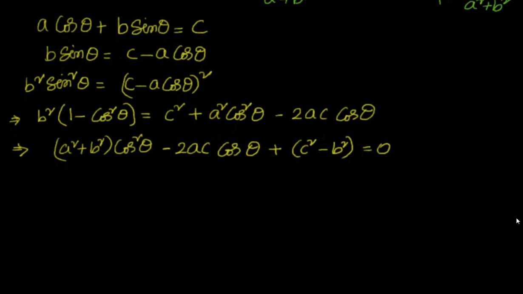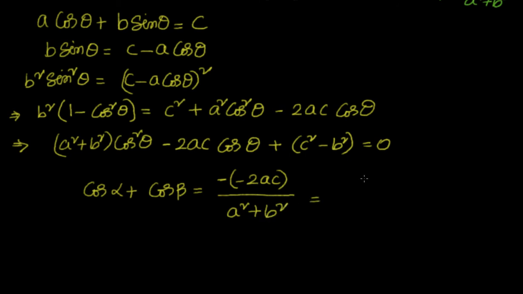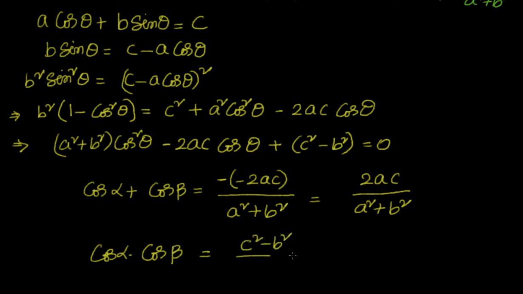Now cos alpha plus cos beta, nothing but the sum of the roots of this equation, is minus b by a, that is minus of minus 2ac by a square plus b square, that is 2ac by a square plus b square. Similarly, the product of the roots, cos alpha into cos beta, equal to c by a, that is nothing but c square minus b square by a square plus b square. That's what we have to prove.